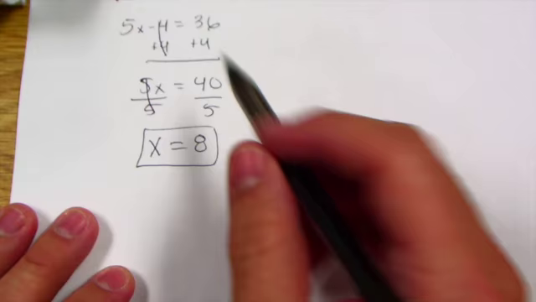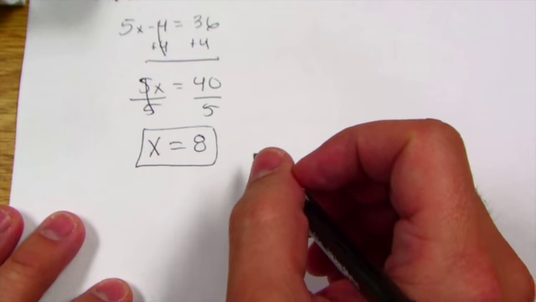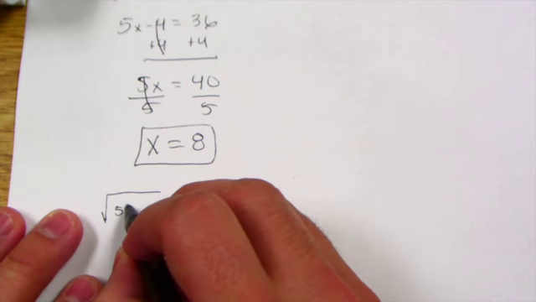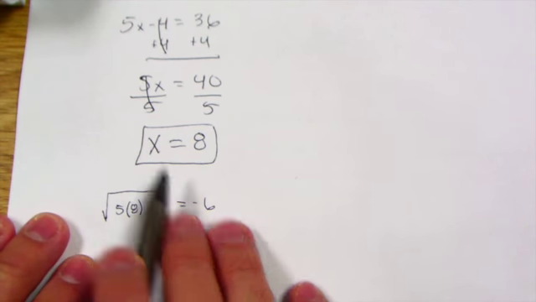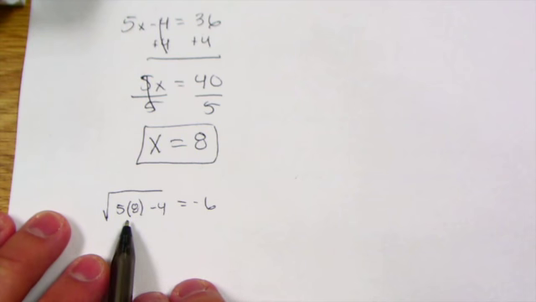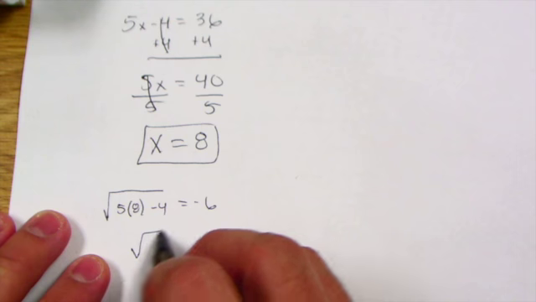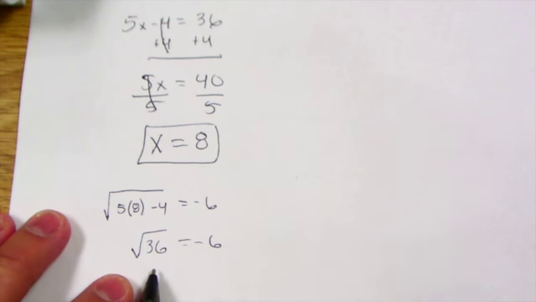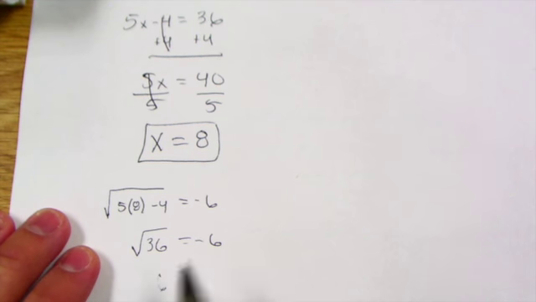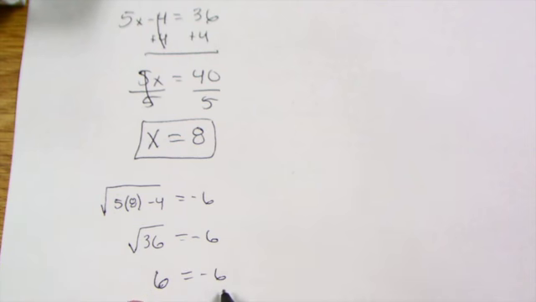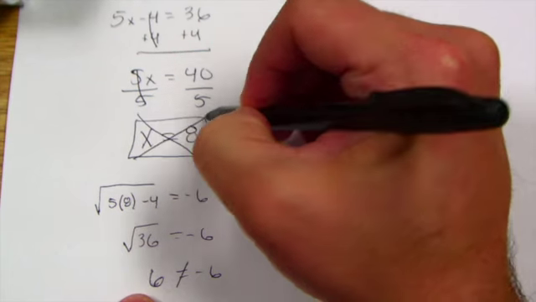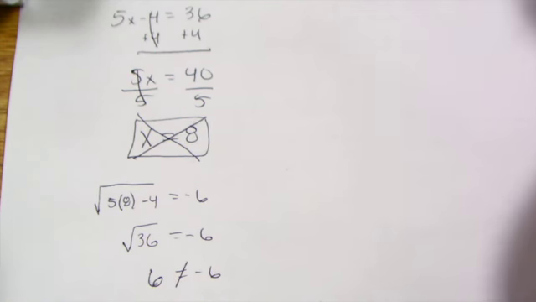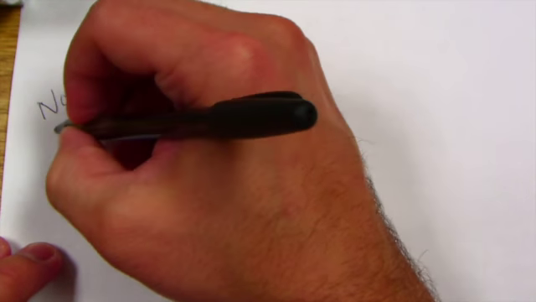I'm going to plug in 8 for x, just to verify that I get a true statement. So I have the square root of 5 times 8 minus 4 equals negative 6. So we can verify this. I just plugged 8 in for x. 5 times 8 is 40, and 40 minus 4 is 36, so I have radical 36 equals negative 6. The square root of 36 is 6. So I get 6 equals negative 6. Now is this true or false? 6 is not equal to negative 6. Therefore, this is actually not a solution. And since I don't have any other solutions to check, this problem has no solution.